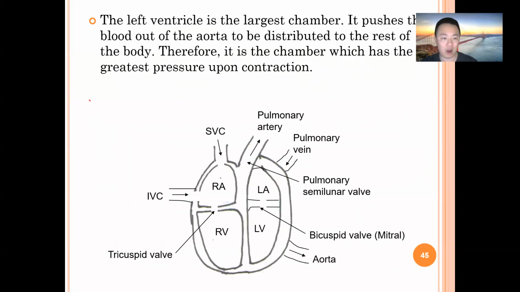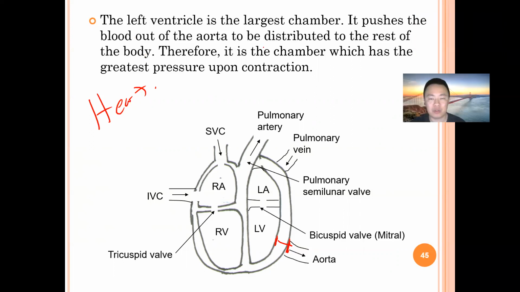All right, let's talk about the heart. Okay, the left ventricle, as you can see here, has the most muscle because it is the final chamber that blood goes into before it goes to the rest of the body. So we need a lot of pressure and force so it has enough energy and motivation to go through the entire system. It pushes the blood out of the aorta to be distributed to the rest of the body. Therefore, it is a chamber which has the greatest pressure upon contraction.